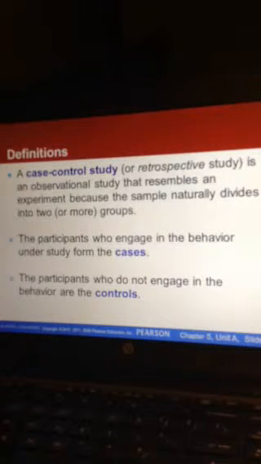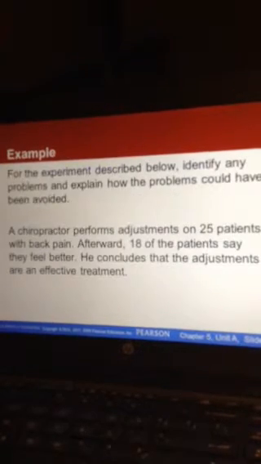So case control studies usually come about when it's something that you just would not conduct an experiment about. Not always, but in general. All right.